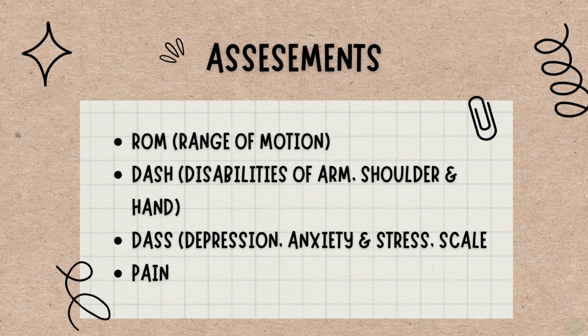So, how do we assess an ORIF humeral fracture in OT? Well, we can use pain for sure, and that's just your numeric rating scale. How do you feel out of 1 to 10? We can also do range of motion to see what their range of motion is prior to surgery and after surgery, and then after they have followed a rehab protocol. We can use the DASH, which is the disabilities of arm, shoulder, and hand. And then for the psychosocial component, we can use the DAS, which is the depression, anxiety, and stress scale.